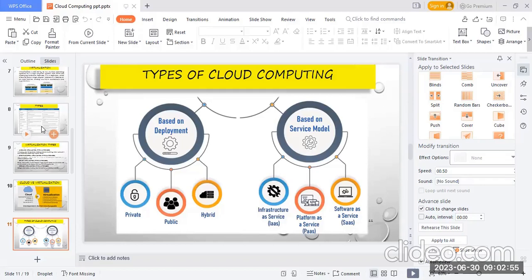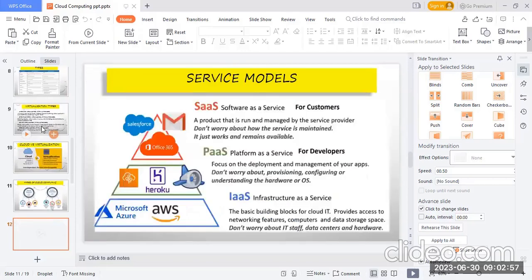Next is infrastructure as a service, PaaS and SaaS. These are some examples. Basically, software as a service: Office 365, Salesforce and Gmail are the best examples of SaaS, where we are using software as a service. For developers, we are using PaaS, that is platform as a service. Basically whichever platform is there from the cloud side, developers use that platform for developing code. Next is infrastructure as a service. That may be Microsoft Azure or Amazon Web Services. That comes under the category of IaaS.